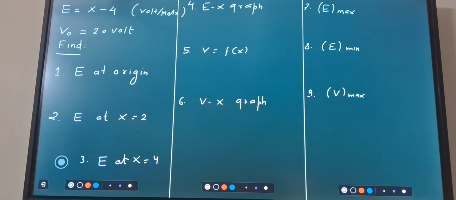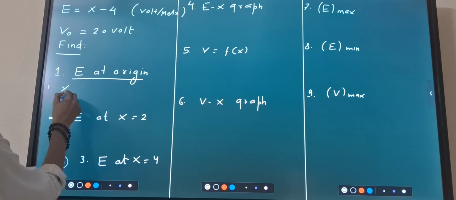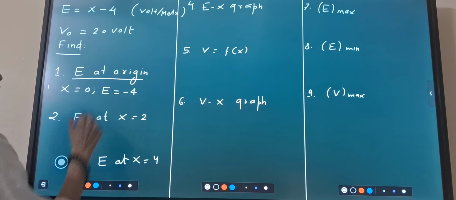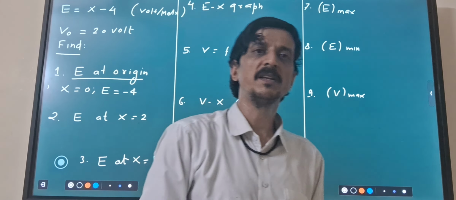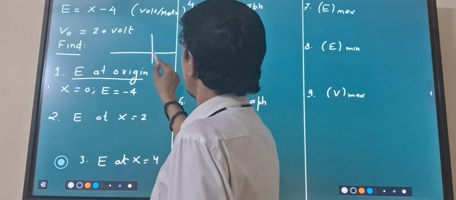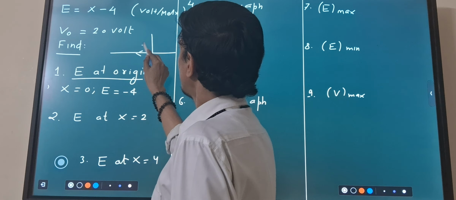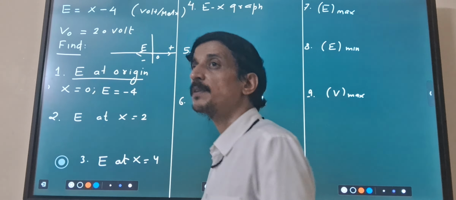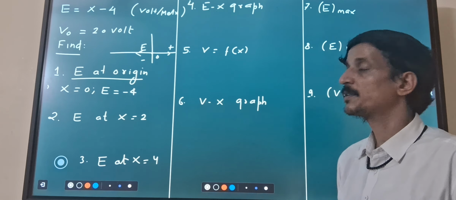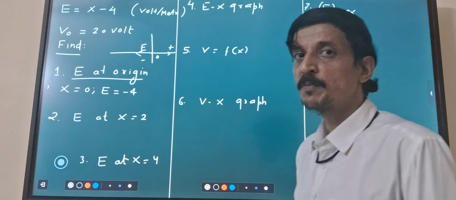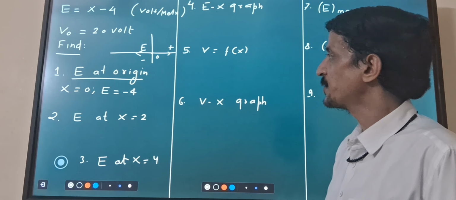So the first question is electric field at origin. We know that at origin x is equal to 0. So electric field will be minus 4. Minus sign shows that electric field is directed along minus x axis. So if we try to visualize electric field, it will be like this. I assume this direction is positive and this direction is negative. So that will be the electric field pictorially, having a magnitude of 4 volt per meter as given by the expression.